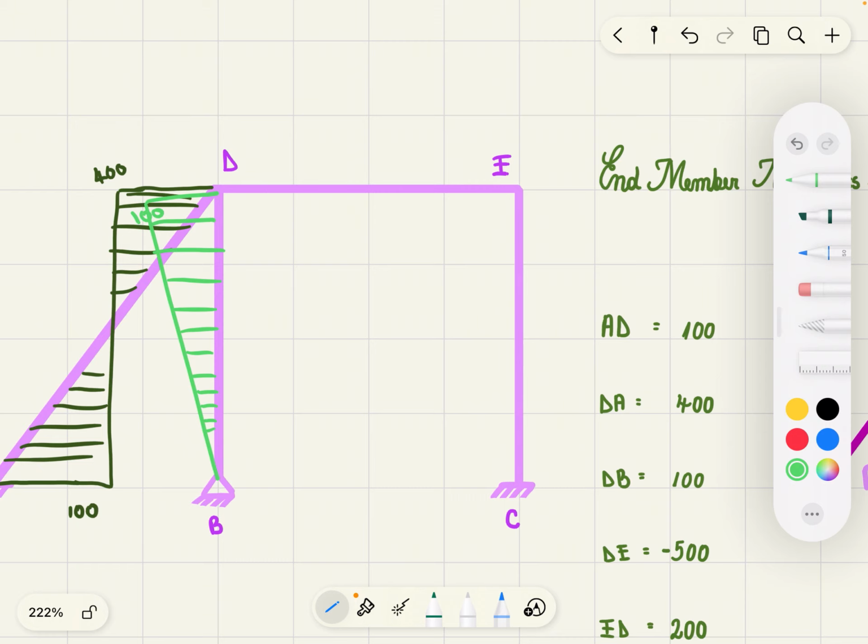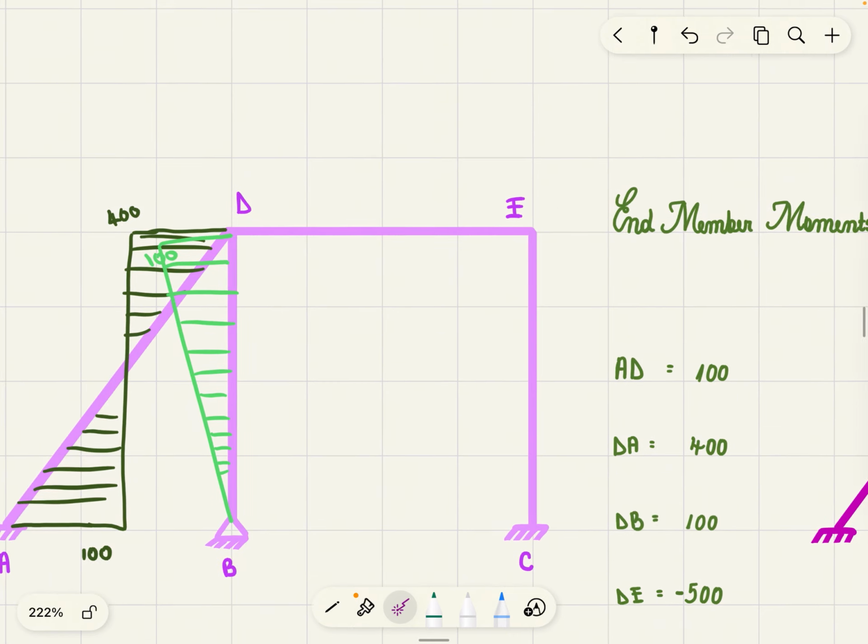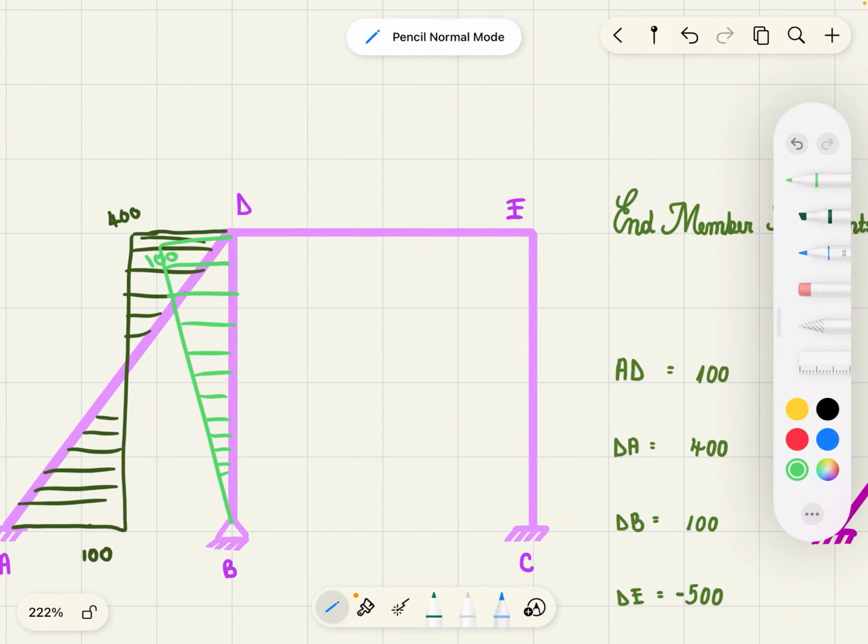Okay, now for DE we have minus sign in front. So this means anti-clockwise rotation for the end member moment at DE. So anti-clockwise would look like this. And the equal and opposite nodal moment, you can see that this side is going to be the one under tension and this one under compression because it gets kind of pulled in. So drawing it upwards, 500.